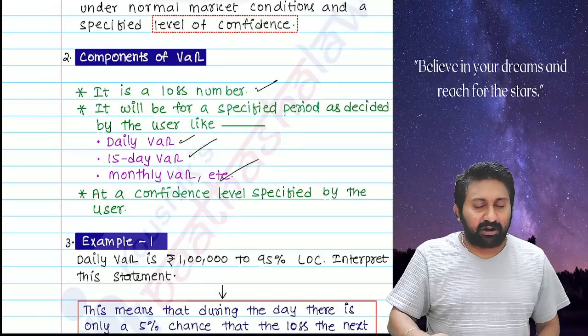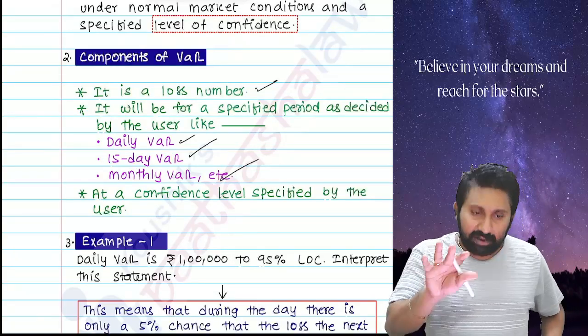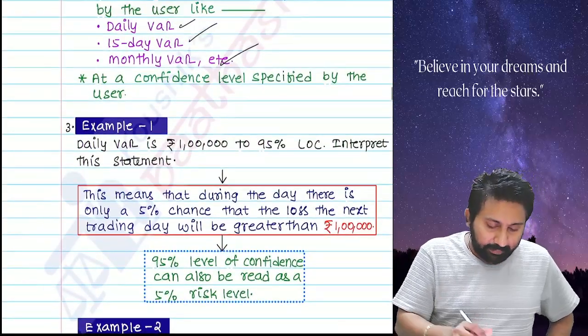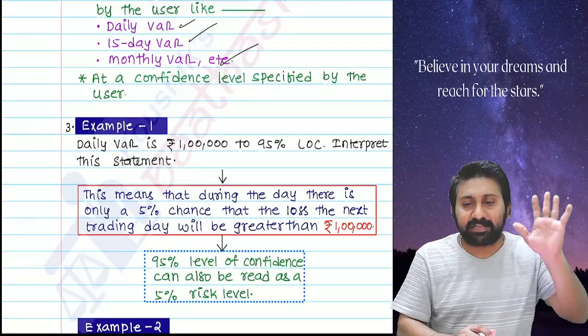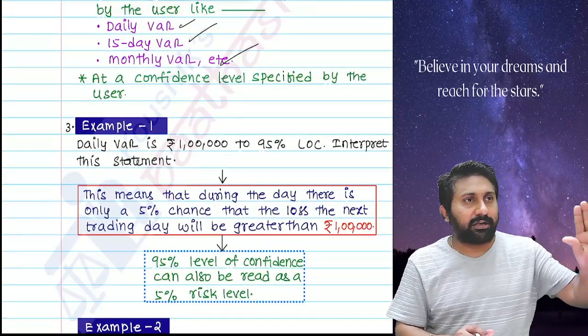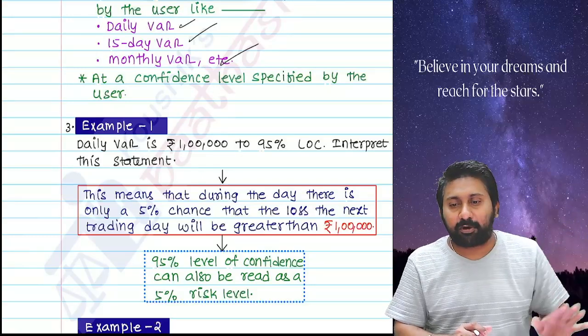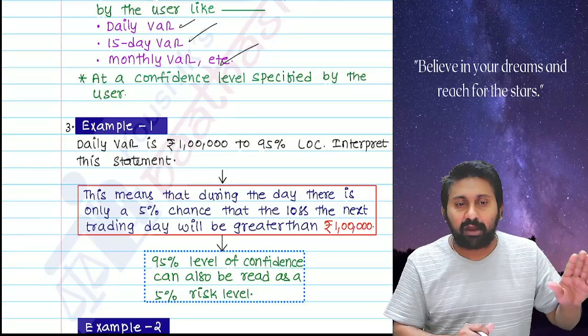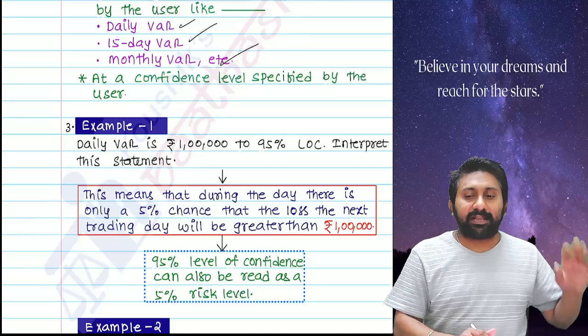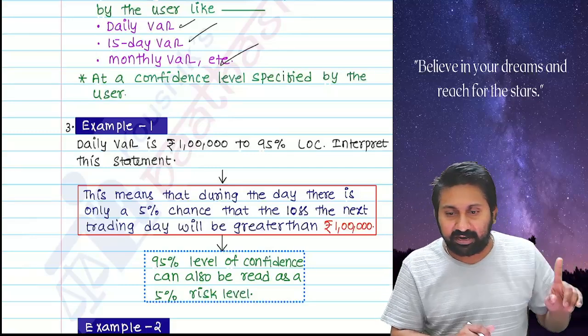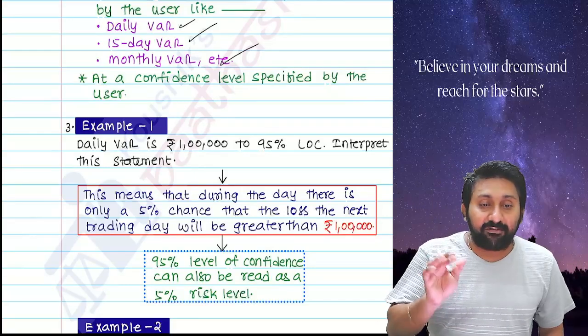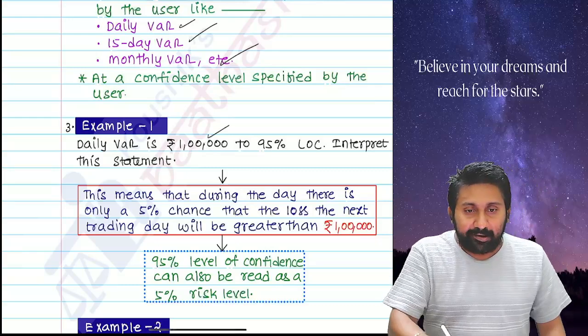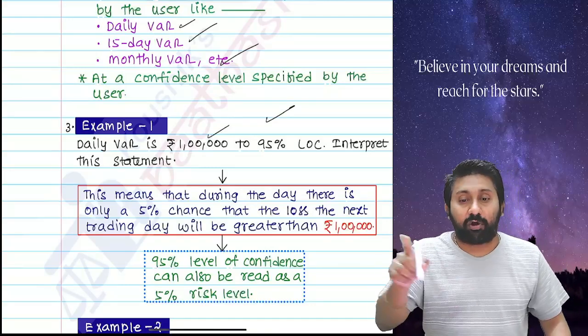Sir, I didn't understand what is this confidence level. I'll explain. Let us see. Example 1. A person said like this. You are listening to CNBC Profit or NDTV Profit or Market Watch. One analyst said to you, daily VAR is 1 lakh at 95% level of confidence.